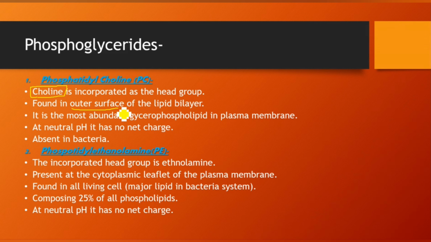It is the most abundant glycerophospholipid in the plasma membrane. At neutral pH, it has no net charge. Okay, means zero charge at neutral pH. What is neutral pH? The neutral pH is 7. Keep in mind. Next, phosphatidyl choline is absent in bacteria. Next, if we talk about the second type of phosphoglyceride, that is phosphatidyl ethanolamine.